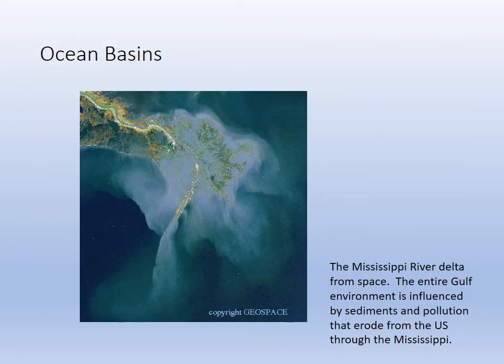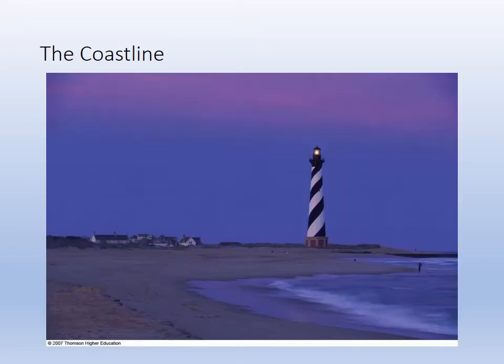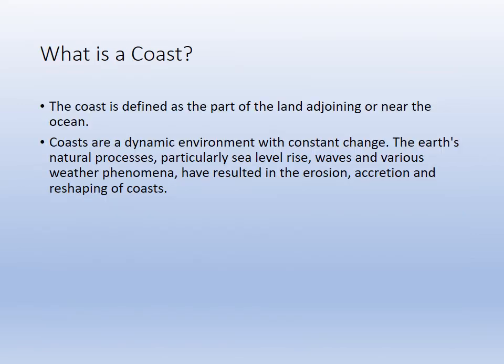Now we're going to skip to the ocean basins. Let's just get a handle. We'll start with the coast. That's what we're going to do. The bulk of our studying is the coast, west coast of Florida. So coast is the part of the land adjoining the ocean. It's dynamic, which means it's always changing.